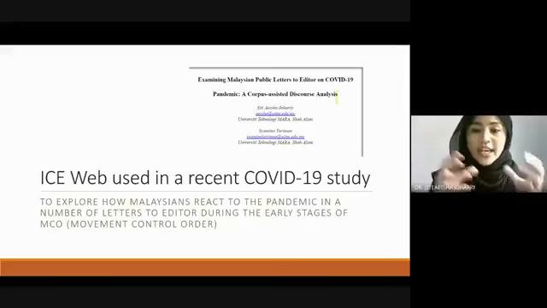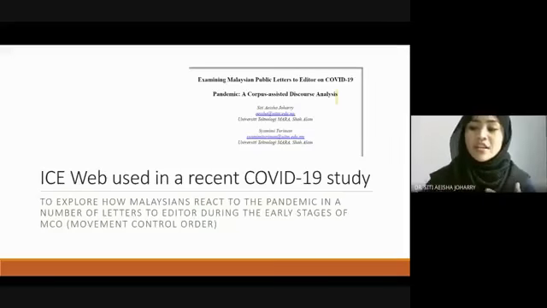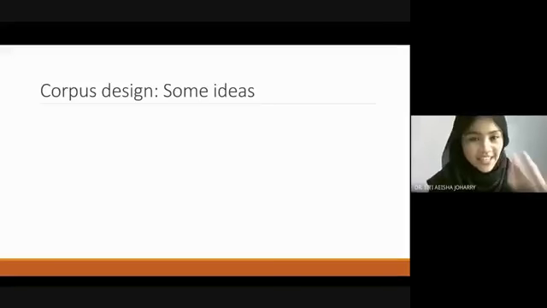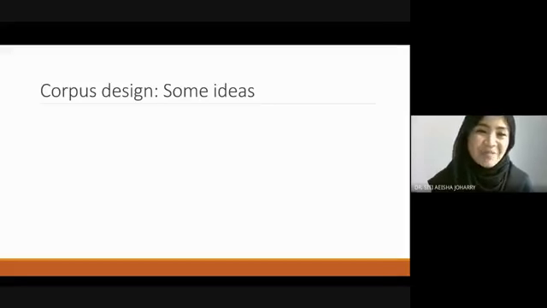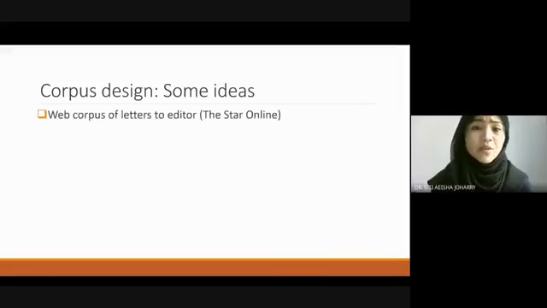So just having this in mind, we will then look at how IceWeb is used. Again, like Dr. Mazura has presented earlier, we want to begin with the corpus design. These are some of the ideas that you can take from our recent study. Number one, you want to think about what it is that you want to gather. So from our point of interest, how Malaysians react.